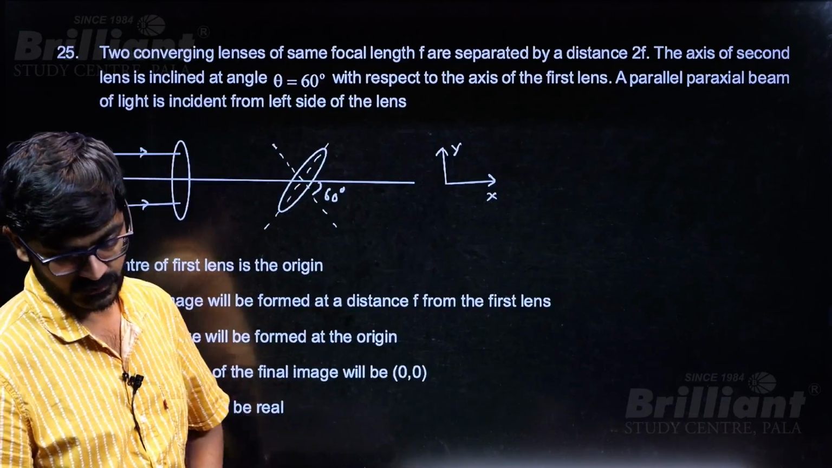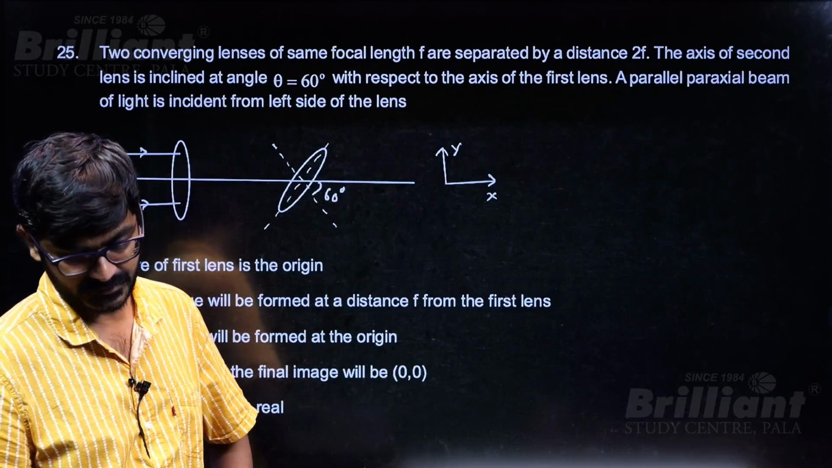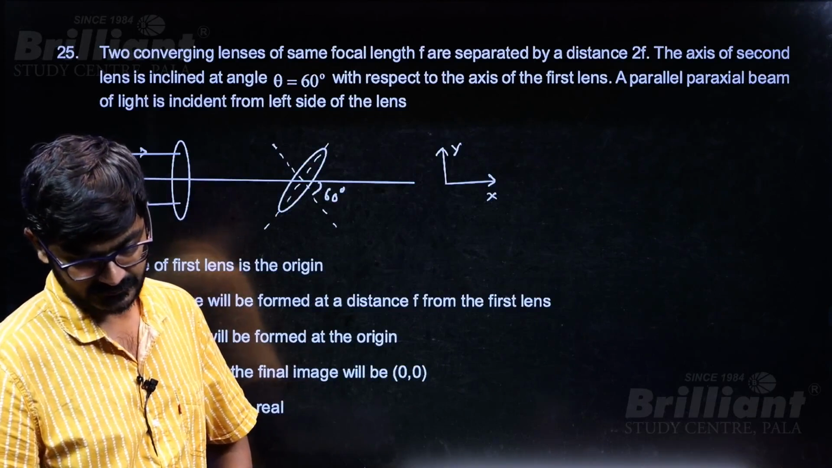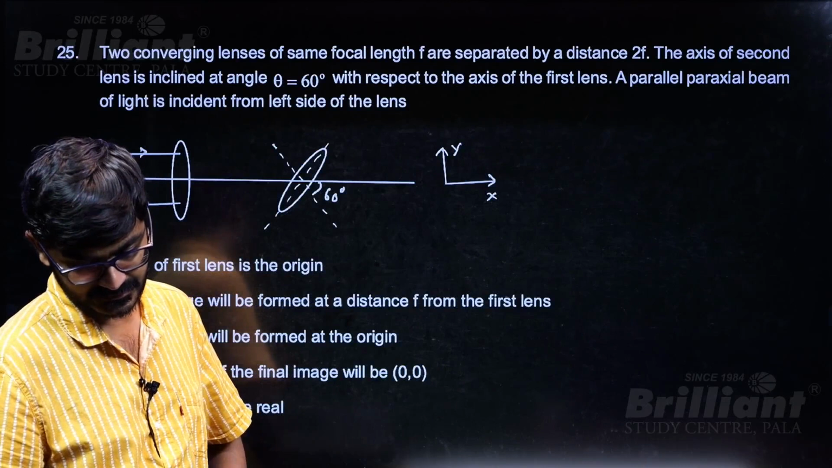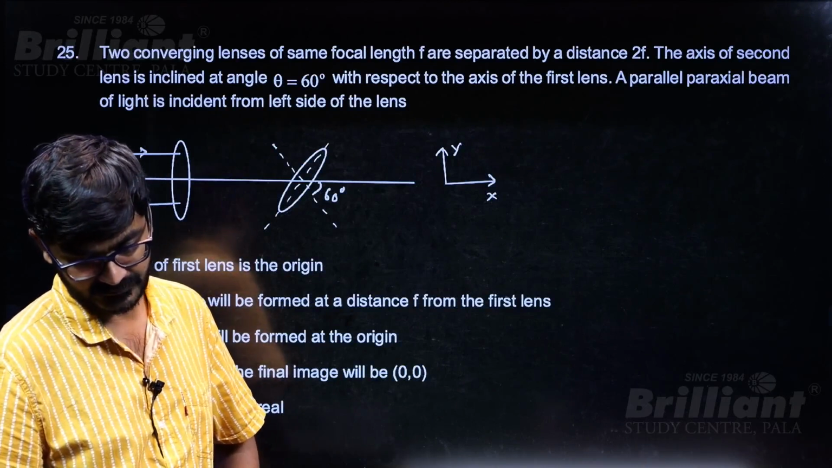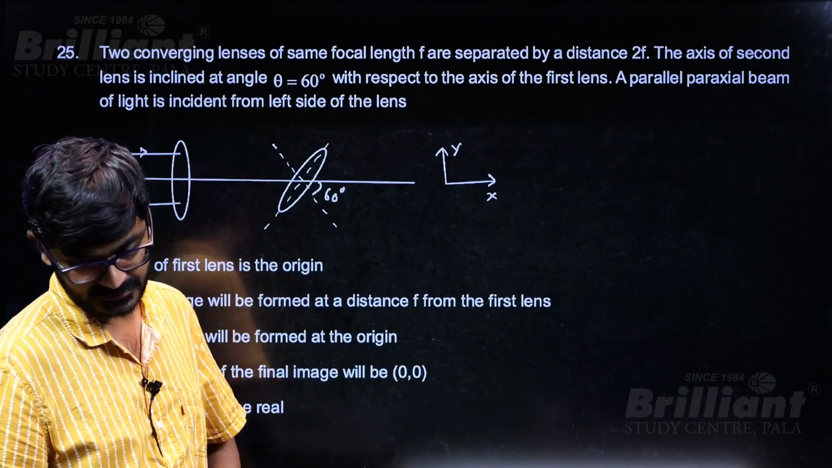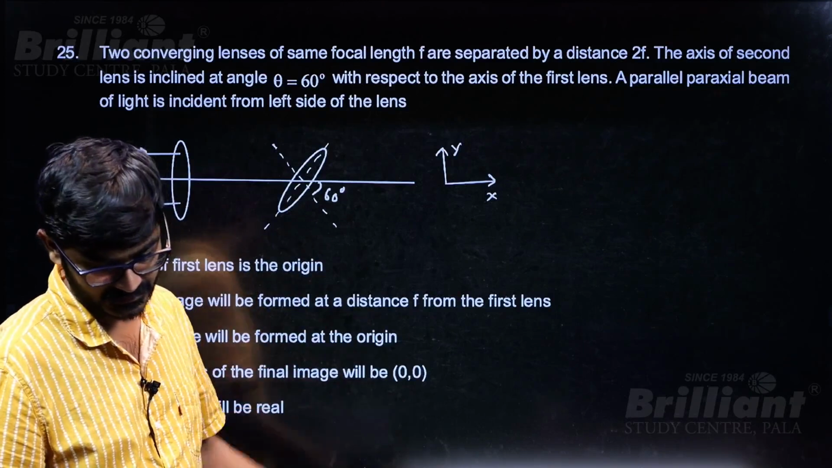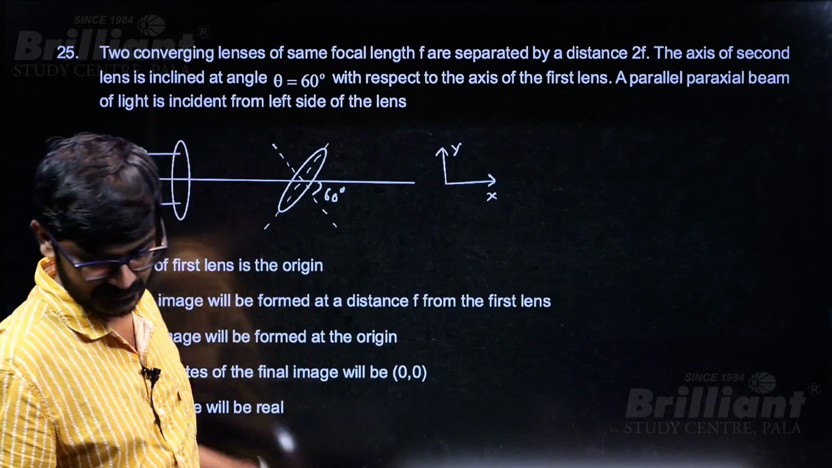Next question goes like, two converging lenses of same focal length f are separated by distance 2f. The axis of the second lens is inclined at 60 degrees with respect to the axis of the first lens. A parallel paraxial beam of light is incident from the left side of the lens. The center of the first lens is the origin.